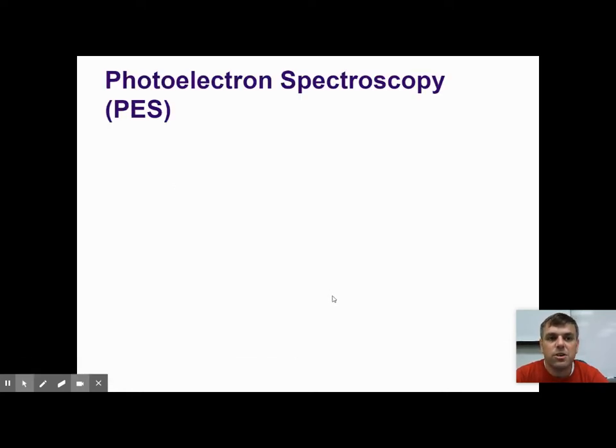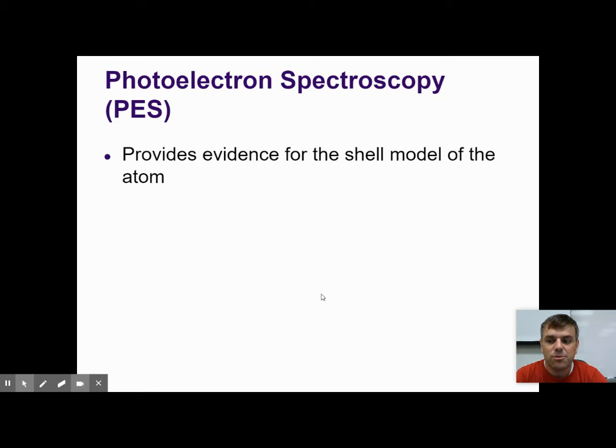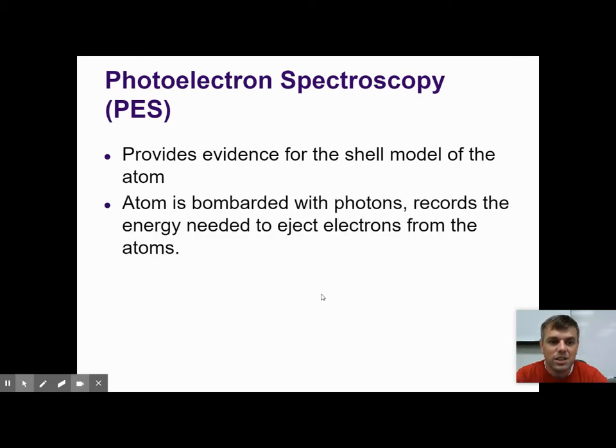All right. The first big topic for today is photoelectron spectroscopy, which is a spectroscopy technique that provides evidence for the shell model of the atom. In other words, that these electrons are in different energy levels and sublevels, or energy shells and subshells, if you will. And so what they do is they take an atom and they bombard it with photons, and they record how much energy is needed to eject the electrons from the atoms. This is called the binding energy, or how much energy is actually binding the electrons into the atom. And they'll actually do this until they strip every electron off of the atom till you get to basically a bare nucleus with photoelectron spectroscopy.